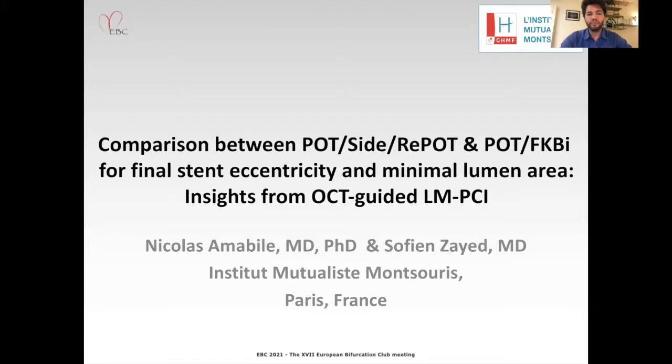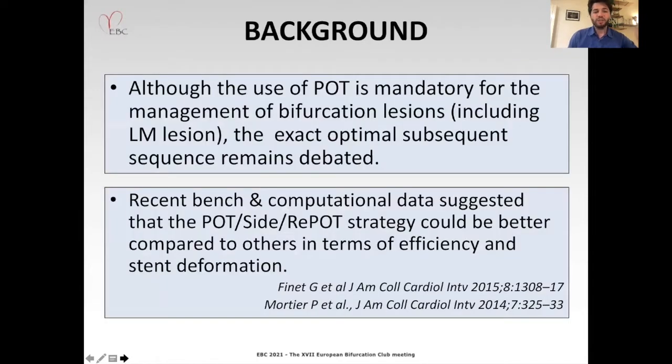The title of my presentation is Comparison between POT side RePOT and POT final kissing balloon inflation for final stent eccentricity and minimal lumen area, insight from OCT-guided LM PCI. As we all know at the EBC, the use of POT is mandatory for the management of bifurcation lesions, including left main, but we don't really know what is the exact optimal subsequent sequence to apply.